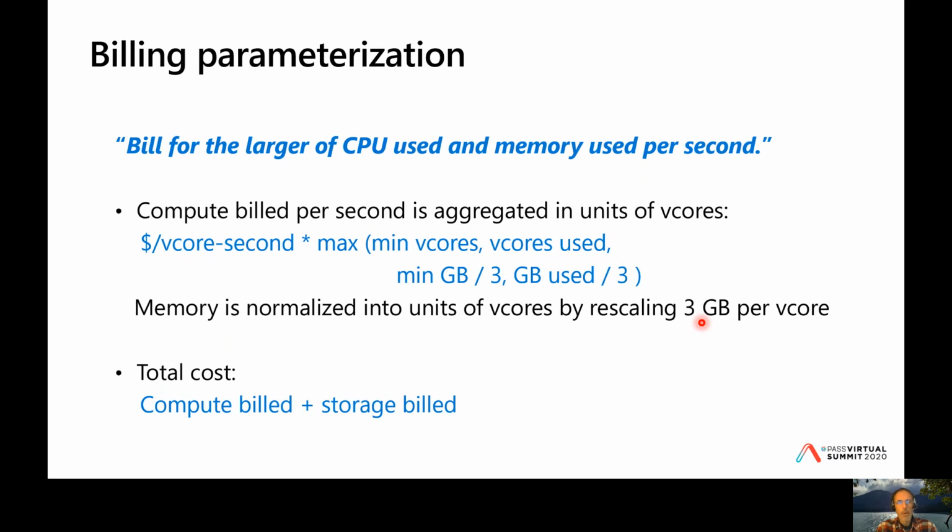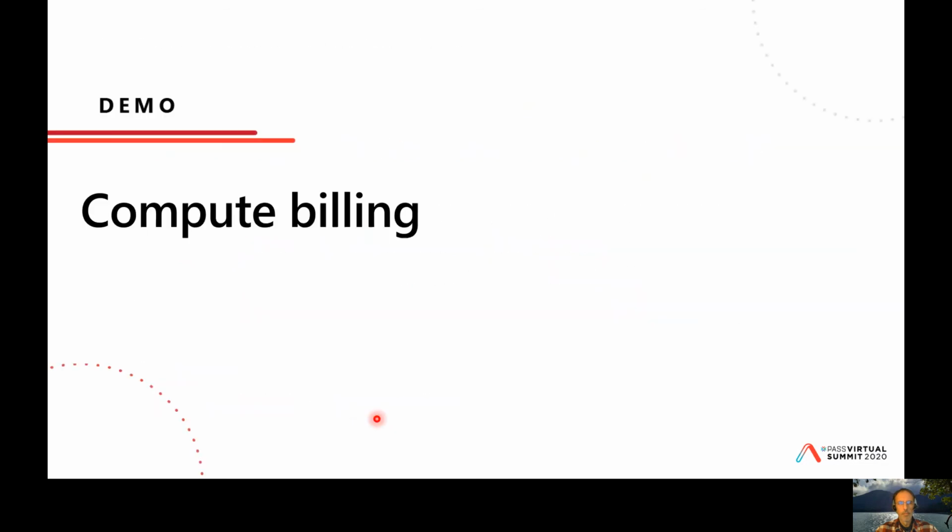And take the total number of vCore seconds and multiply that by the compute unit price, which is dollars per vCore second. Then you get a compute cost in terms of dollars, to which the storage cost is added to come up with the total cost for the database. So with that, I'd now like to demonstrate the kind of price savings that are possible with serverless.